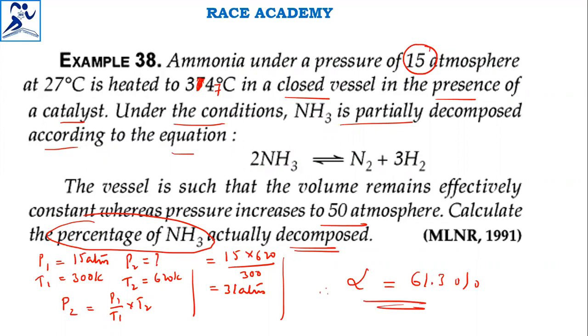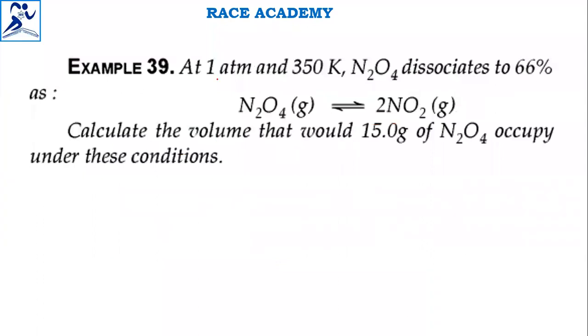Move to the next one. At 1 atmosphere and 350 Kelvin temperature, N2O4 dissociates to 66%. So they are given directly the x value or alpha value clearly. And they ask: calculate the volume that 15.0 grams of N2O4 would occupy under these conditions.